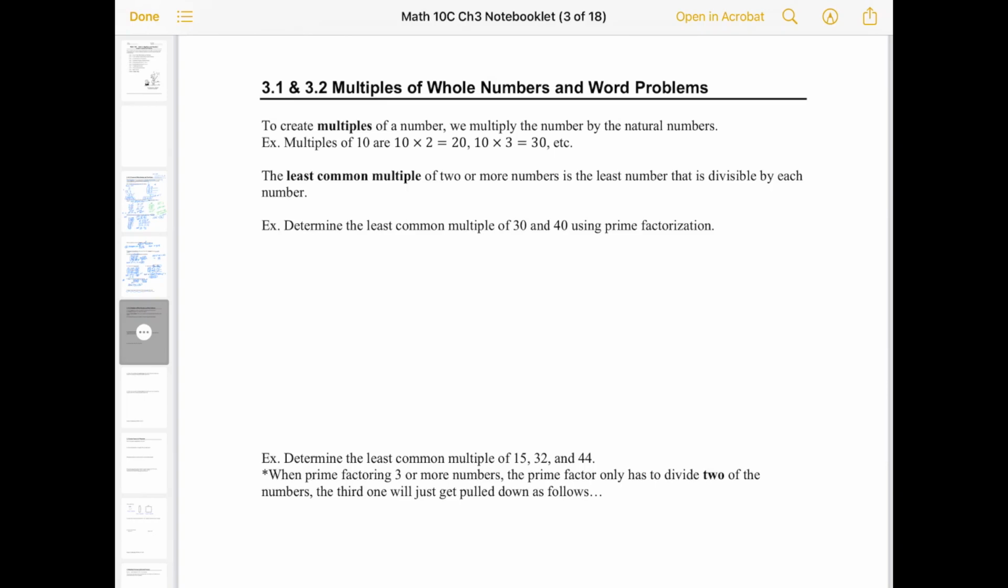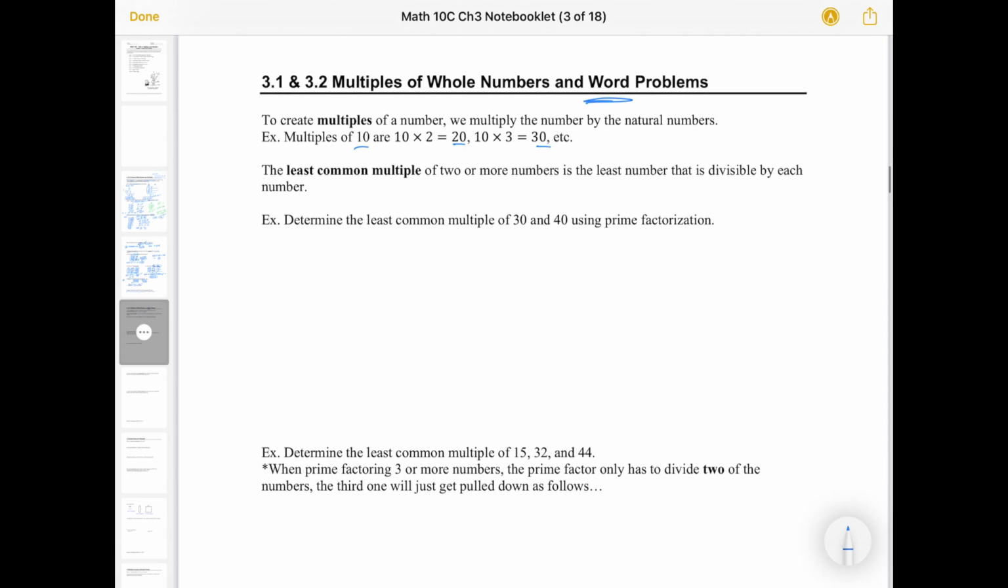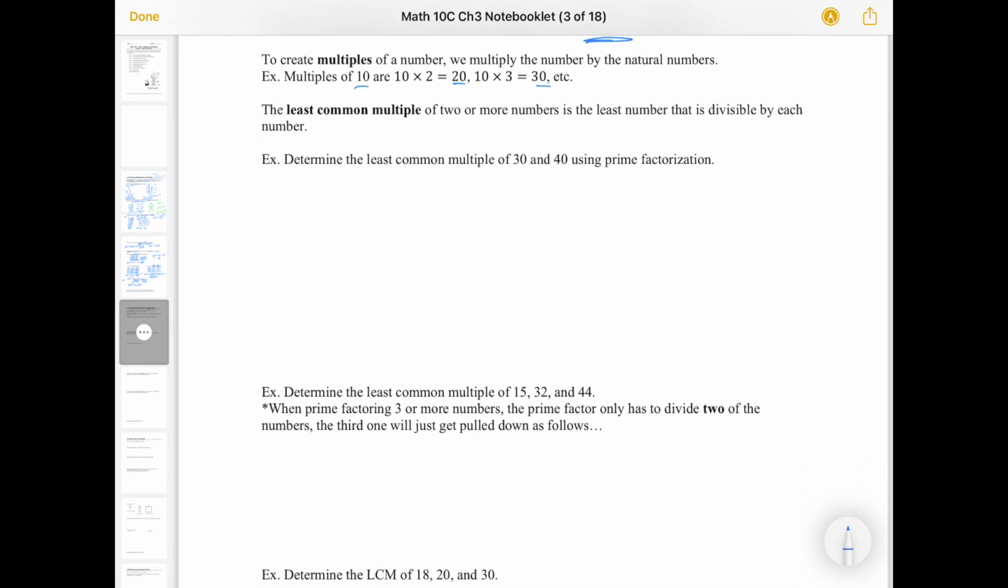Right, so part two of that first section, we're looking at multiples of whole numbers and, of course, throwing in some word problems now. To create multiples of a number, we multiply the number by the natural numbers, things like 1, 2, 3. So multiples of 10 would be 20, 30, 40, etc. Our least common multiple of two or more numbers is the lowest number that is divisible by each of those numbers. So if we look at 30 and 40, we're going to do this with prime factorization.